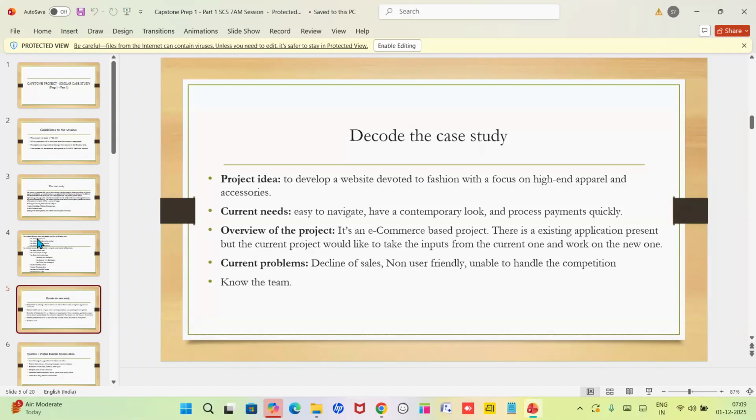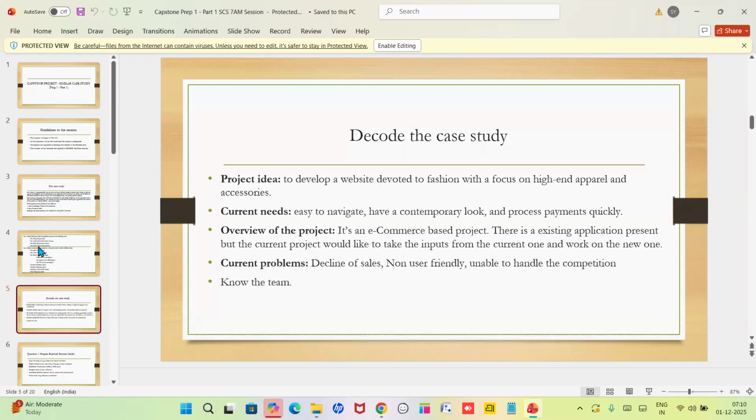So the overview of this project is that it is an e-commerce based project. There is an existing application, right? So he wants to build an application, and the existing application with the current project would like to take inputs from the current one. And the current problems are the decline of sales, being non-user friendly, and being unable to handle the competition.